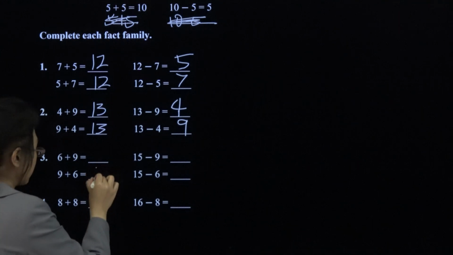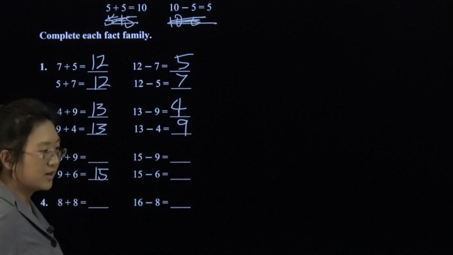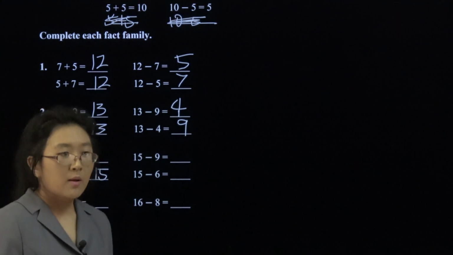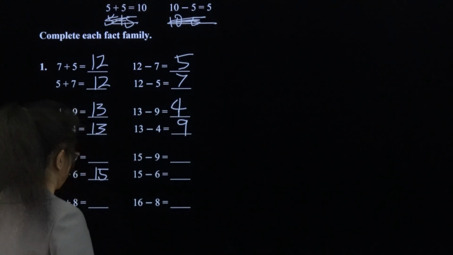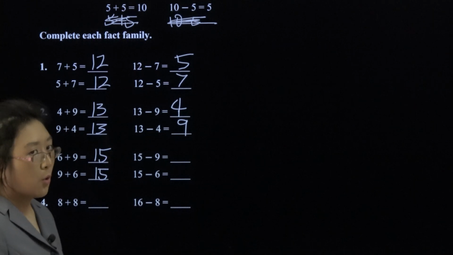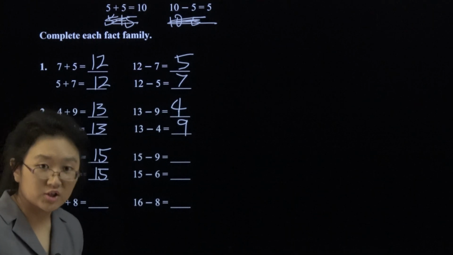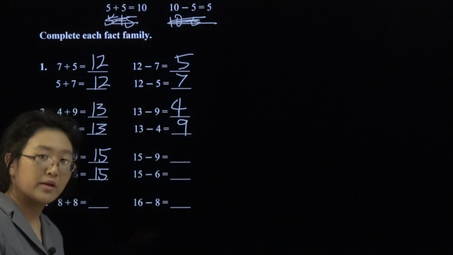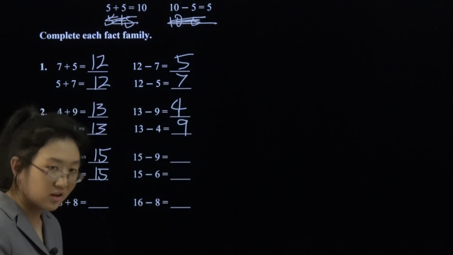9 plus 6 is equal to 15, and 6 plus 9 is going to be the same thing because you just switched around the order of the addends, and the commutative property says that order does not matter in addition, okay? The commutative property is not for subtraction, it's for addition.